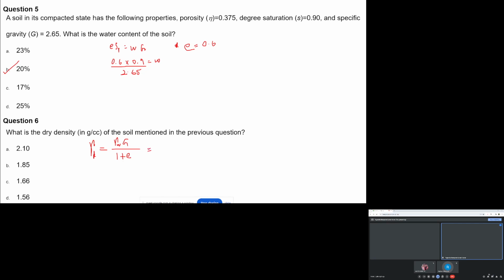So, this you can take 10, 9.81, anything is fine. G is 2.65 and this will be 1 plus 0.6, so this will be approximately 1.66 gram per cc. Or this gamma W, since it is gram per cc, it will be 1. If you are doing it in kilonewton per meter cube, you can use 9.81 or 10.